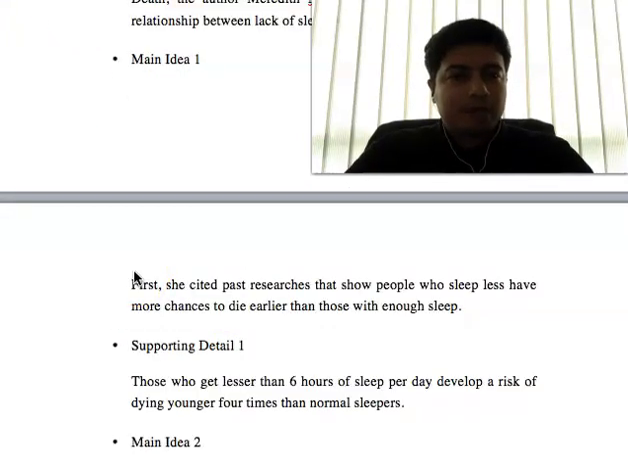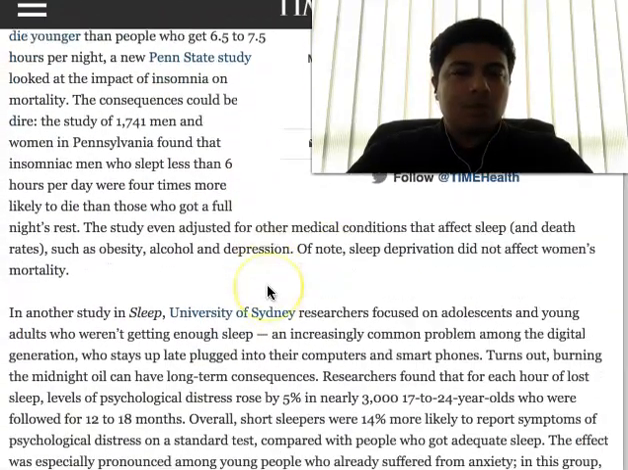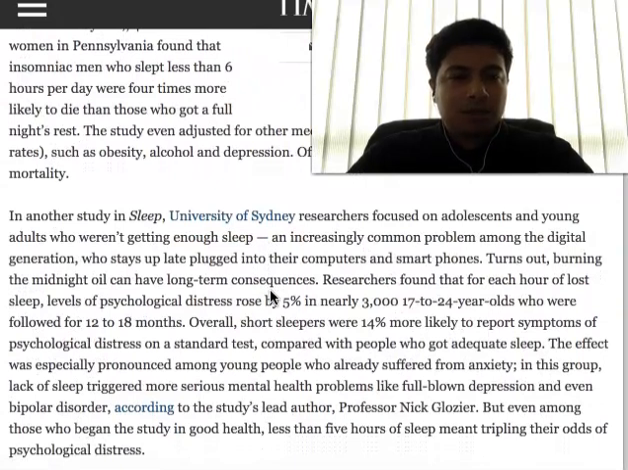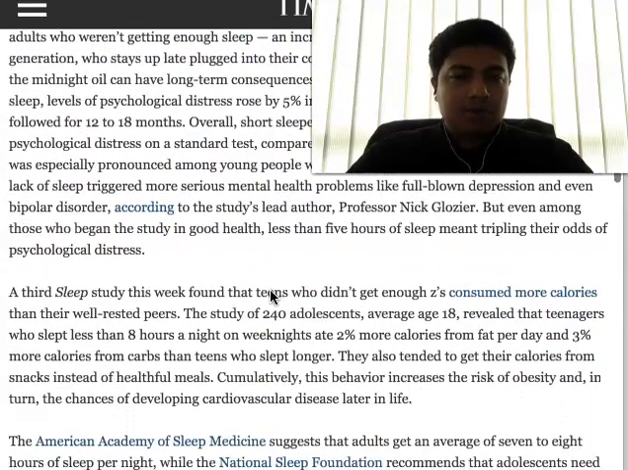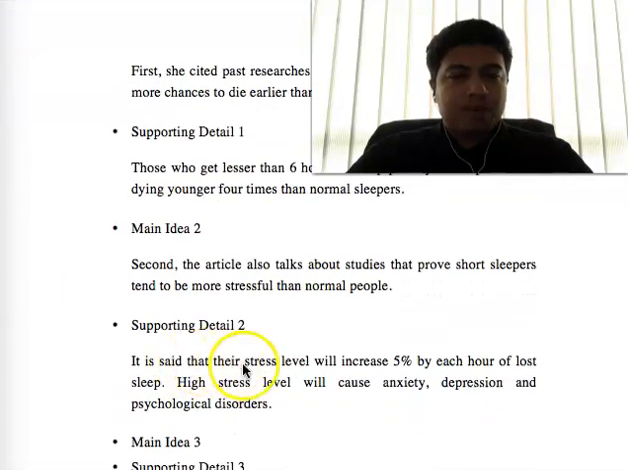After I have read the article, I think the second main point that the author wants to tell us is that the article also talks about studies that prove short sleepers tend to be more stressful than normal people. When I put it in a sentence, I put second because this is the second point. So secondly, the author also talks about studies or research that prove short sleepers, people who sleep less, tend to be more stressful than normal people. And what would be the explanation? I'll have to go back to the article to know what would be the explanation. So what would explain the point that I have just made? After reading, I think the explanation would be... so we are talking about stress.